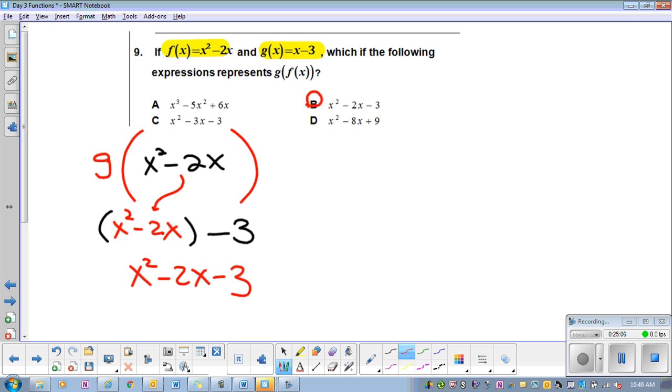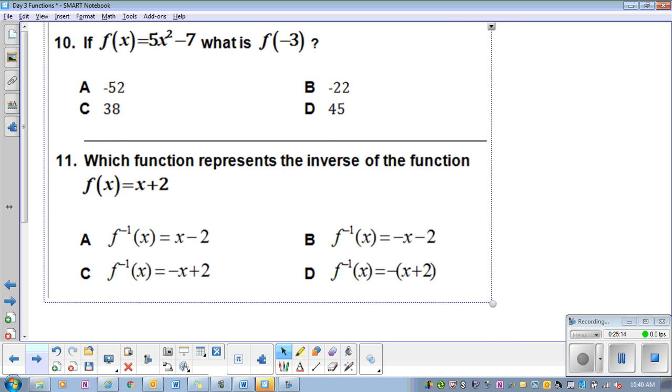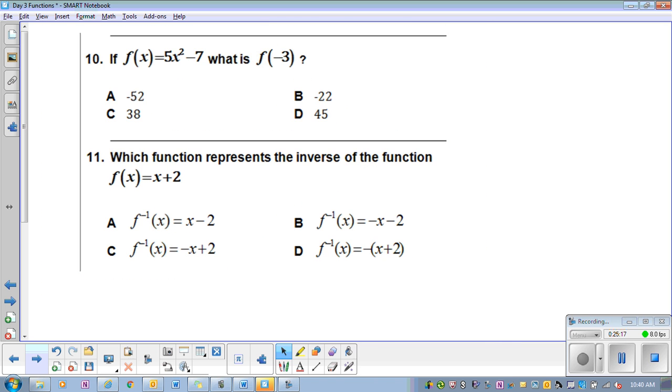All right, look at number 10. You guys know how to do these. If they give you f of x, and they ask what is f of negative 3, you could either plug it in, store it, or graph this. That negative 3 is an x. You can go to the table, go to x equals negative 3, and see what the y number is. Whichever way you want to do it. Tell me what you get. Perfect. Number 10 is C, 38.